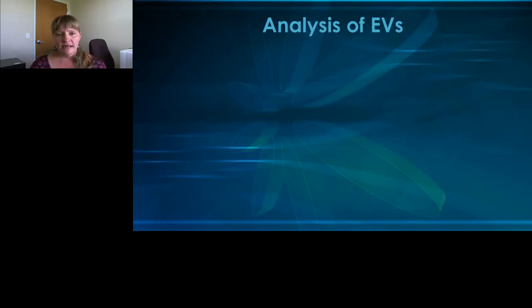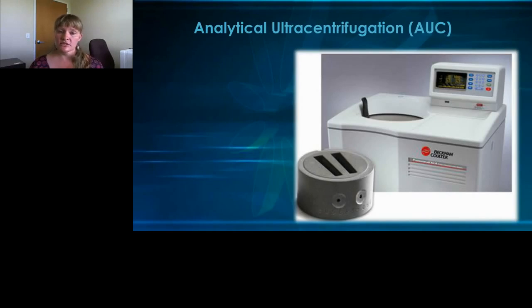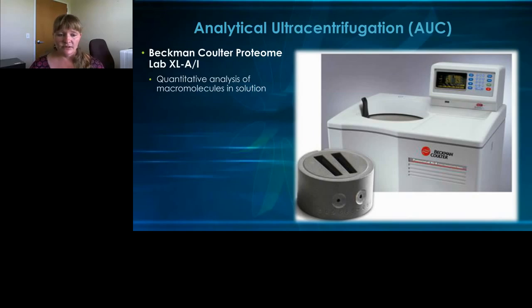Now we could also look at extracellular vesicles using analytical ultracentrifugation. This is a protein chemistry technology, and it does give us high resolution. Analytical ultracentrifugation is used for quantitative analysis of macromolecules in a solution. Here we have pictured the Beckman Coulter ProteomeLab XL-A/I. It's especially good for protein aggregation, antibody purity determination, and mass. Researchers can use this for a broad range of applications to study biomacromolecules. Extracellular vesicles seem like biomacromolecules to me.